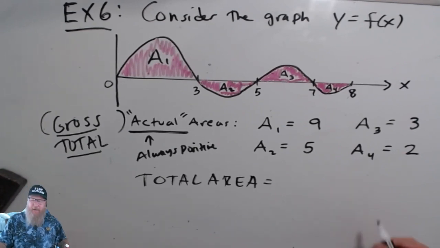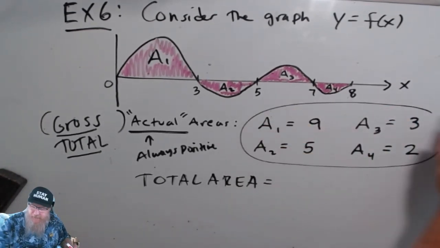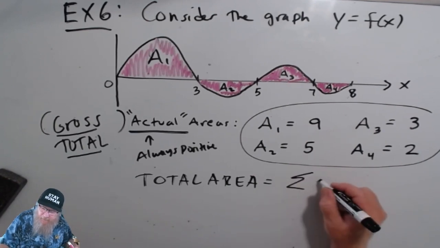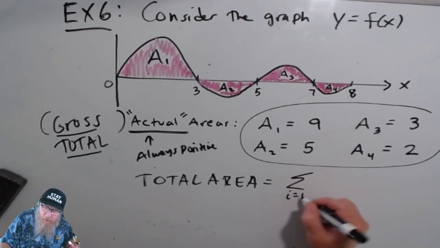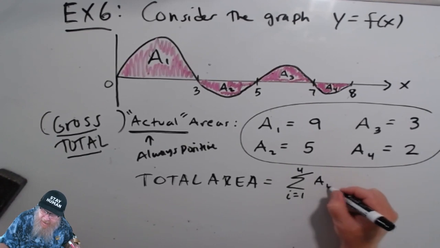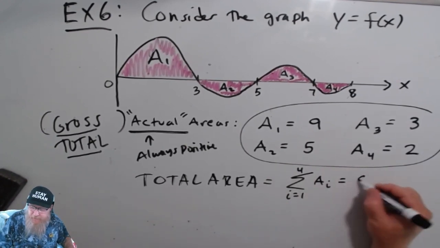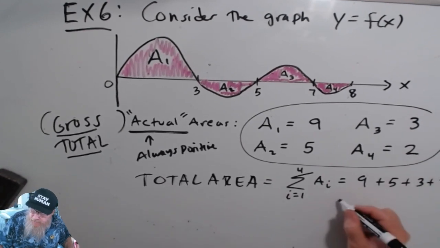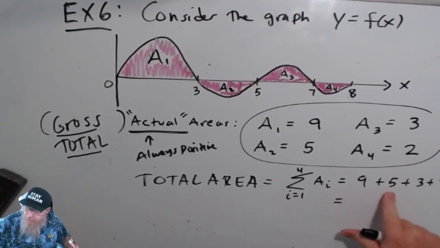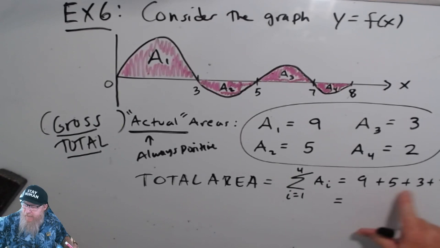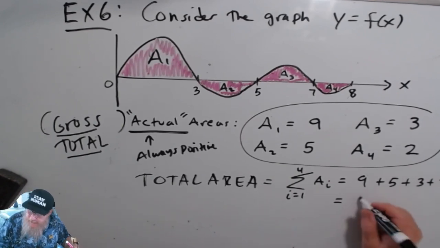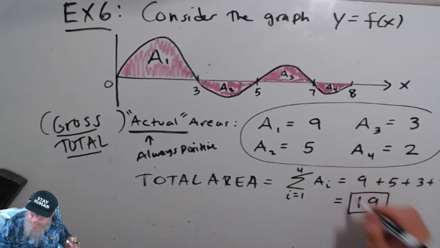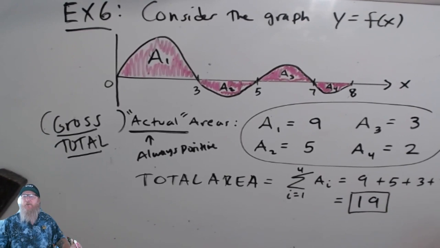The total area is just the sum of all of these. It's the sum from i equals 1 to 4 of A_i, which is 9 plus 5 plus 3 plus 2. What's that? 14, 15, 16, 17, 18, 19. So that's the actual area.